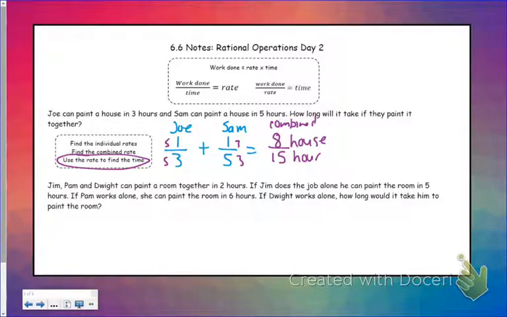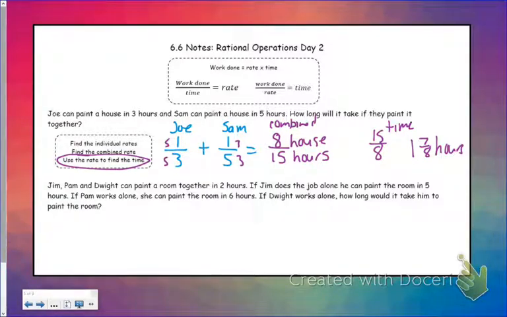They can do 8 houses in 15 hours. So if they can do 8 houses in 15 hours, they could do one house in 15 divided by 8 hours. So 15 over 8 is my time. If I wanted to convert that, that would be the same thing as 1 7/8 of an hour. And if you want to turn 7/8 into minutes, that would be the most specific answer.